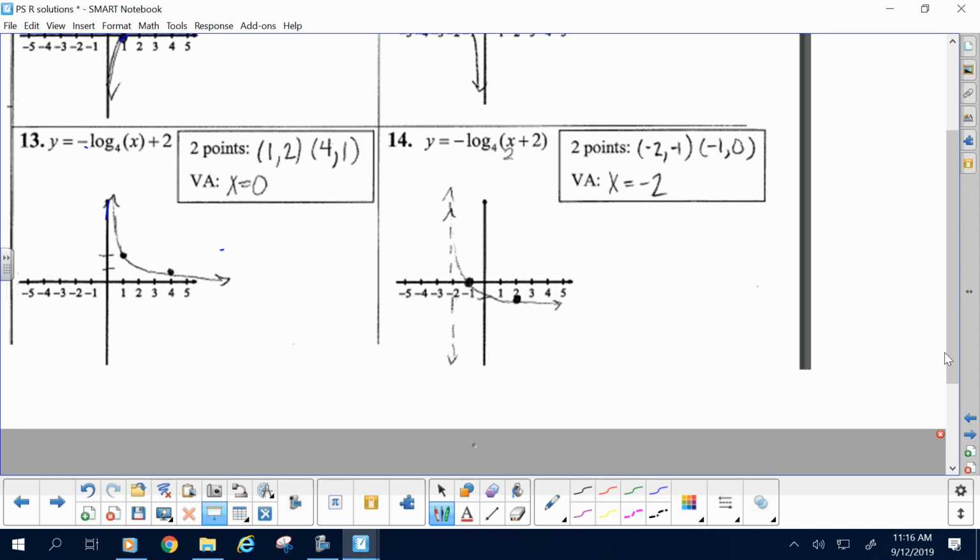This is left 2, so if you take the graph, reflect it down, then go left 2, then you should have an asymptote at x equals -2, and your essential points are -2, -1, -1, 0.